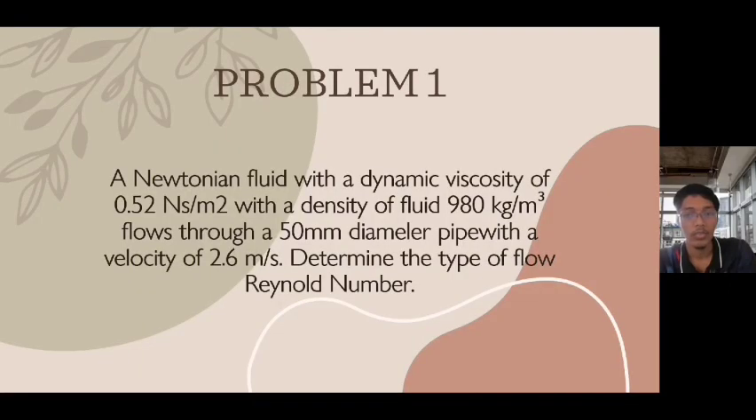Problem 1. A Newtonian fluid with a dynamic viscosity of 0.52 Newton second per meter square and a density of 980 kilograms per meter cube flows through a 50 millimeter diameter pipe with a velocity of 2.6 meters per second. Determine the type of flow using Reynolds number.